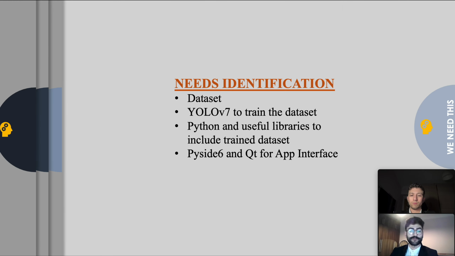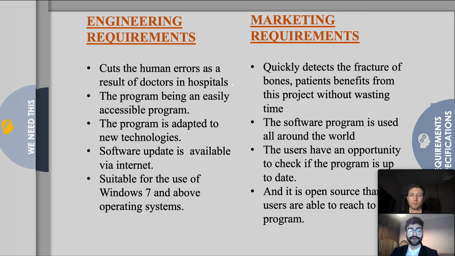Let's talk about what we need. We created a path to develop this project. First, we find a dataset which includes X-ray images. Then we have to train the dataset with YOLO V7, which is known as one of the best real-time object detectors. We use Python to use the pre-trained model and PySide 6 and Qt for the app interface.